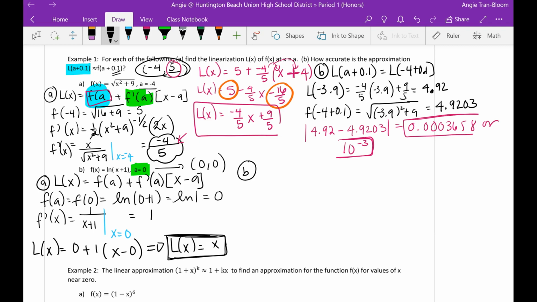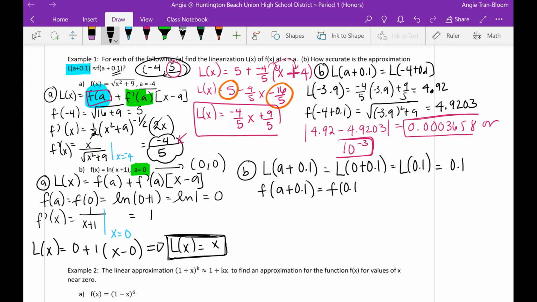Now for part B, let's test it out to see if it's true. Let's plug in a plus 0.1. Our a value for this problem is 0, so 0 plus 0.1, which is really L of 0.1. When I plug it in, L of x is just x, so it's just going to be 0.1. This one isn't that difficult to work out. Same thing, f of a plus 0.1, and again a is 0, so this is the same as f of 0.1.